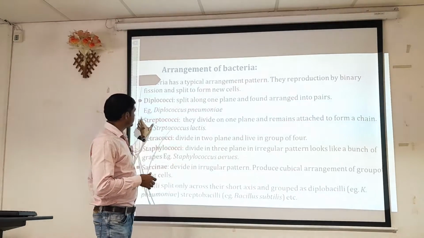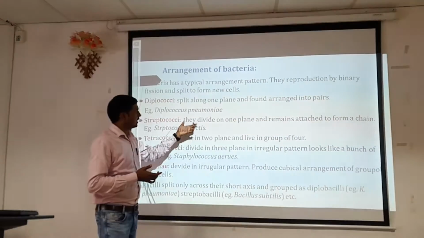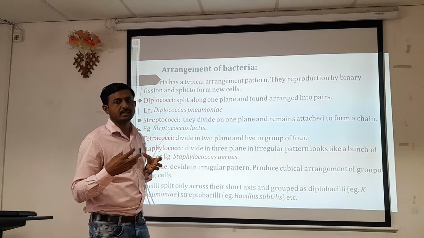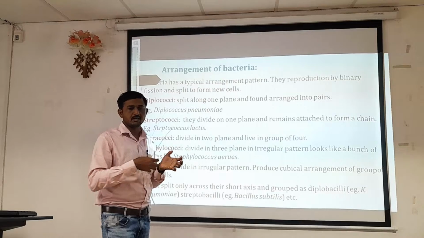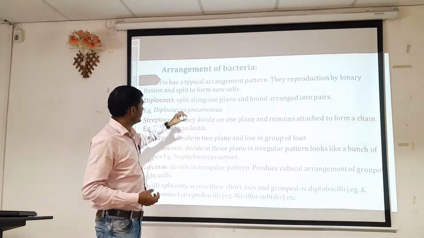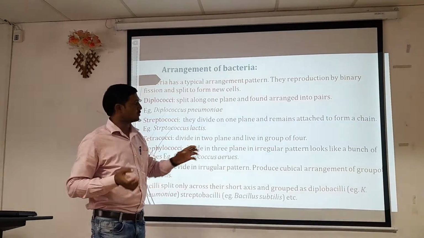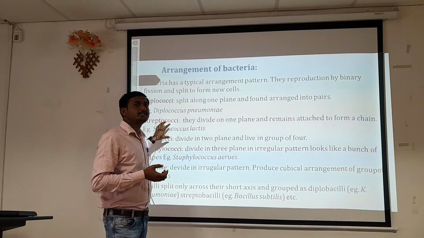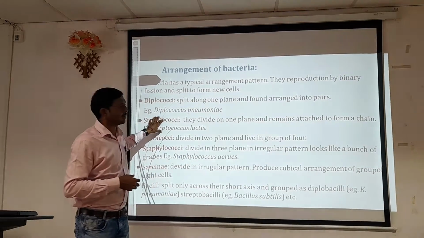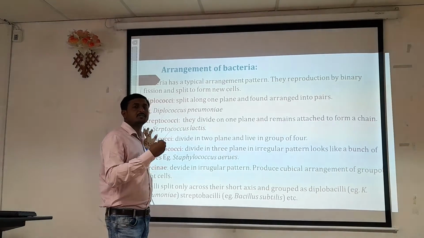Streptococci. Here strepto means chain and cocci means oval in shape. So they attach to one another in the form of a chain. These bacteria remain attached to one another and form a chain. Only in diplococci, two cells form a structure, so they are called diplococci. In streptococci, they form a chain of bacterial cells, so they are called streptococci. They are present in the form of a chain.